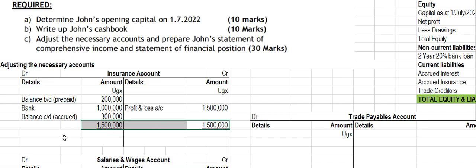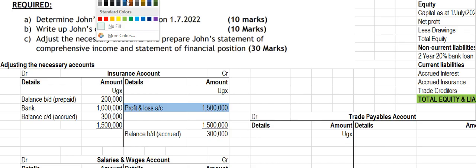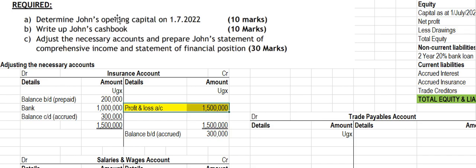And therefore, on the opposite side, that is credit balance brought down, we have an accrued insurance 300. So that's the liability, the statement of financial position. But this is what I'll take to my statement of profit and loss. That is the insurance expense that I'll take to the profit and loss as the expense.